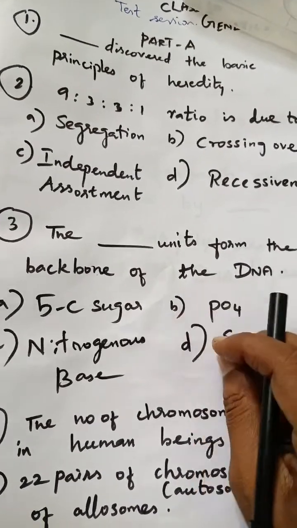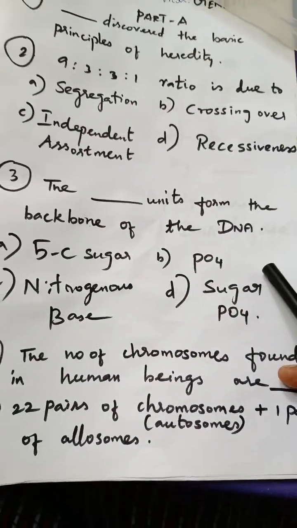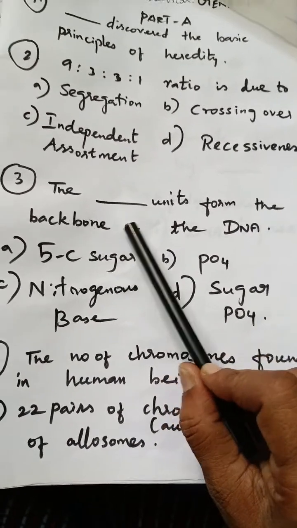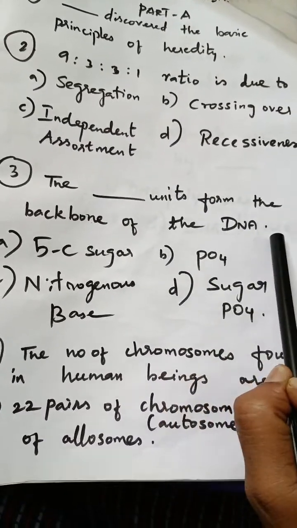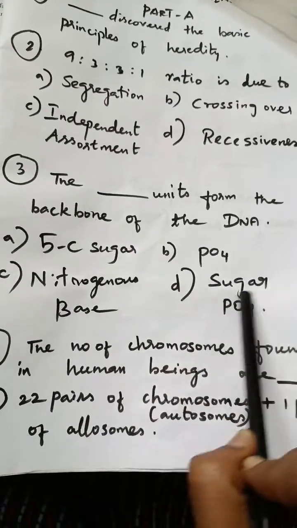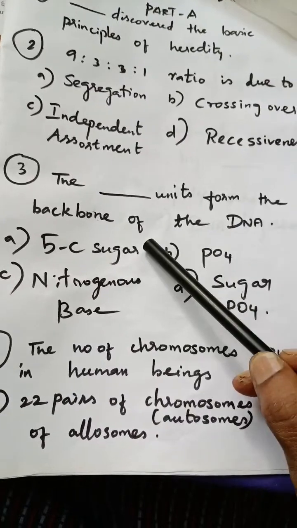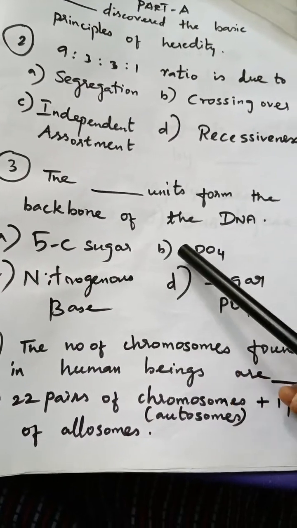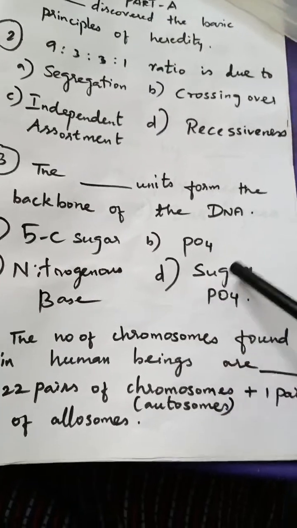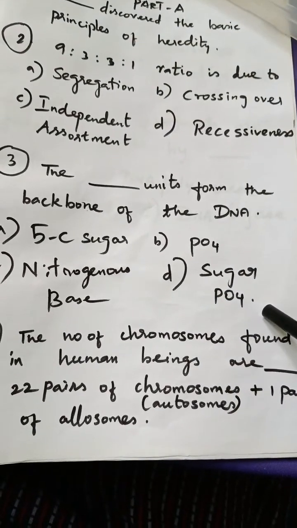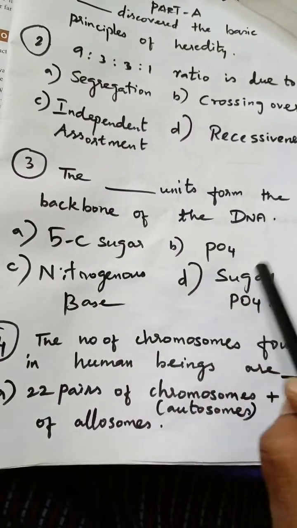I'm first giving the questions to you so that you will think and come back with your answers. The next question is: the dash units which form the backbone of the DNA. Again 4 options have been given: a 5-carbon sugar, a phosphate, the nitrogenous base, or the sugar and the phosphate together. Please find out the answer for this third question also.